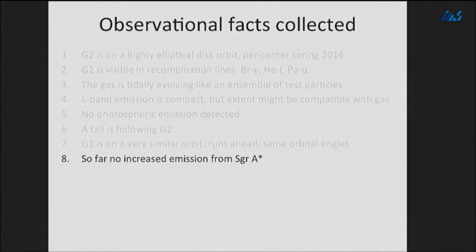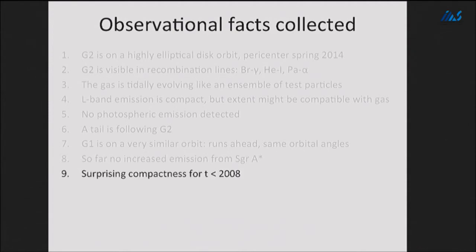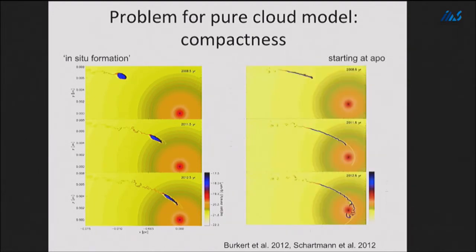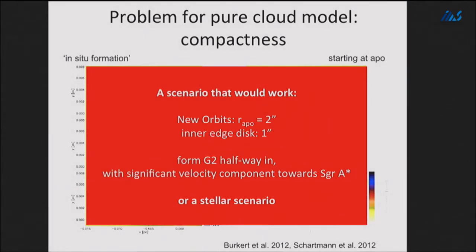Surprising is the compactness in 2008, so that we have actually discovered the object as a rather compact thing, because if it started at apocenter, it should have been already a very long streak of gas when we detect it. However, there are scenarios that work. You essentially have to kick it off with a significant velocity towards the black hole, which is of course consistent with the high eccentricity of the orbit. But of course, one should also say that the stellar scenario also naturally is more compact than that.